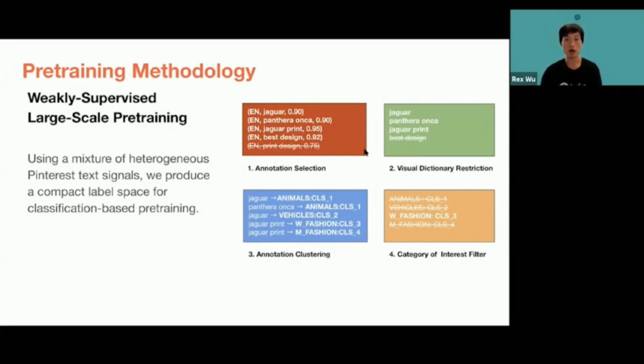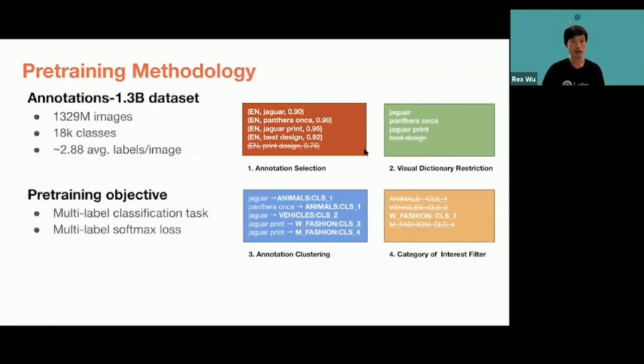And finally, not all annotations are equally important based on the applications. Therefore, we filter out the annotations based on our category of interest. The resulting dataset, we call it the annotations 1.3 billion dataset. It has more than 18,000 classes, and on average, we have about 3 labels per image. And since we have multiple labels per image, the objective we use during pre-training is multi-label softmax loss.